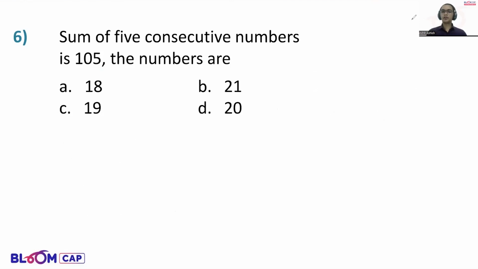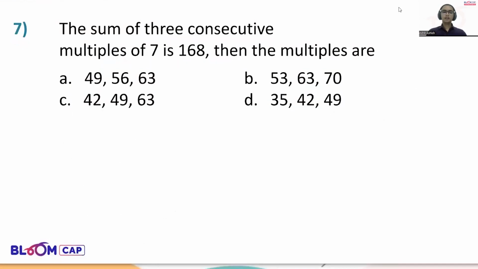Okay, now let's move on to the next question. The sum of three consecutive multiples of 7 is 168.